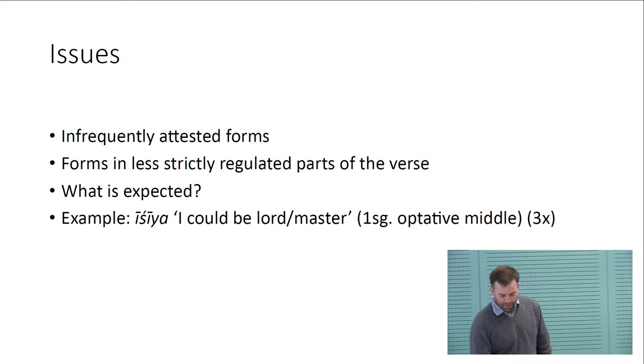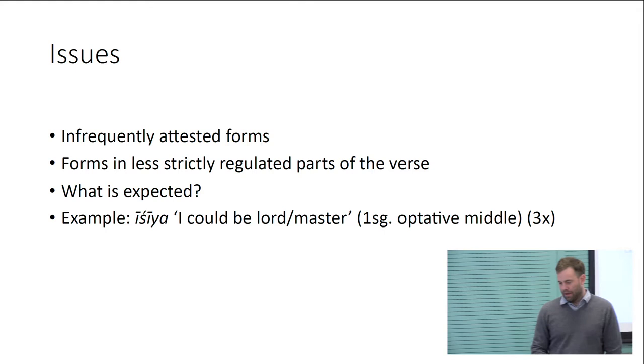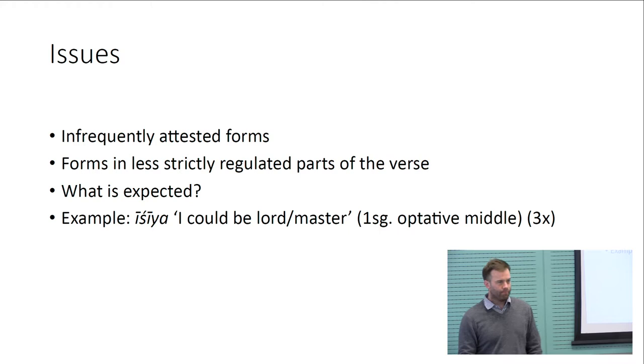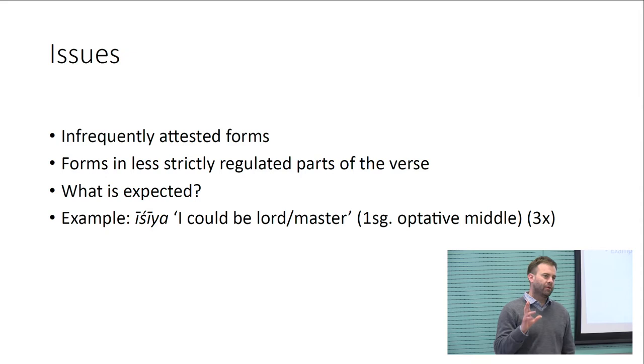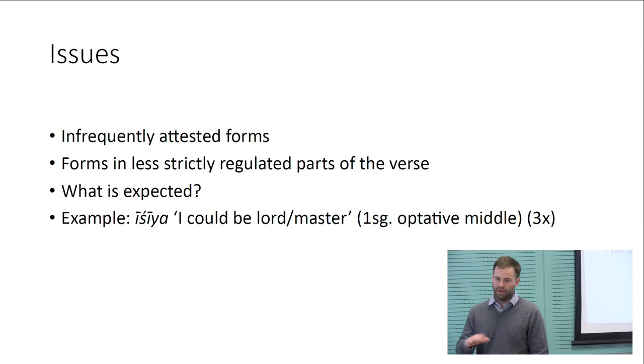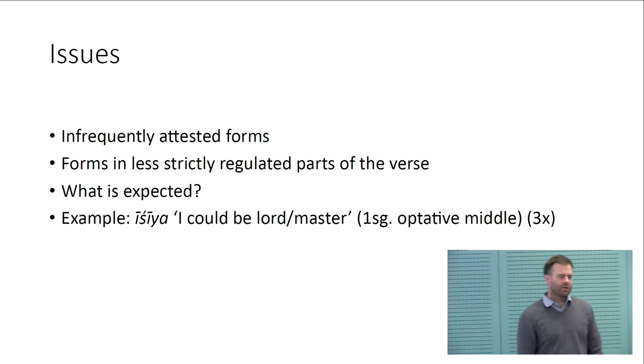So here's an example. A verb form ishiya, that means something like "I could be lord, I could be master." It has the so-called optative suffix e, so that's an irrealis type form, followed by the ending for the first person singular in the middle voice, which is just a here.